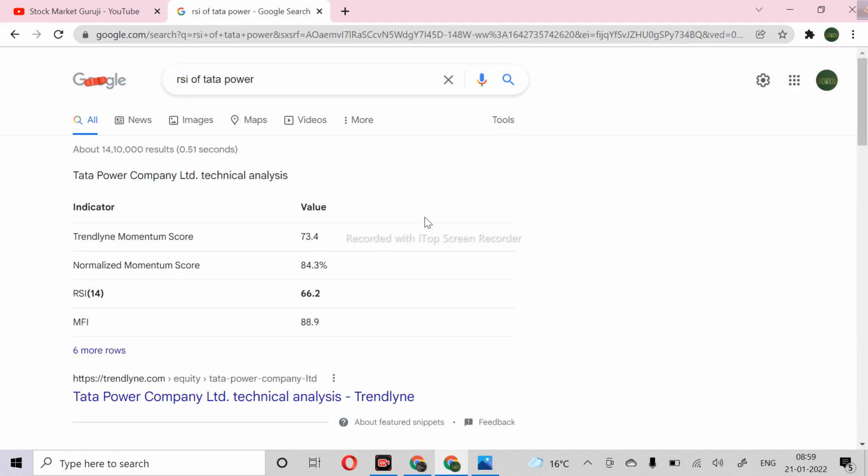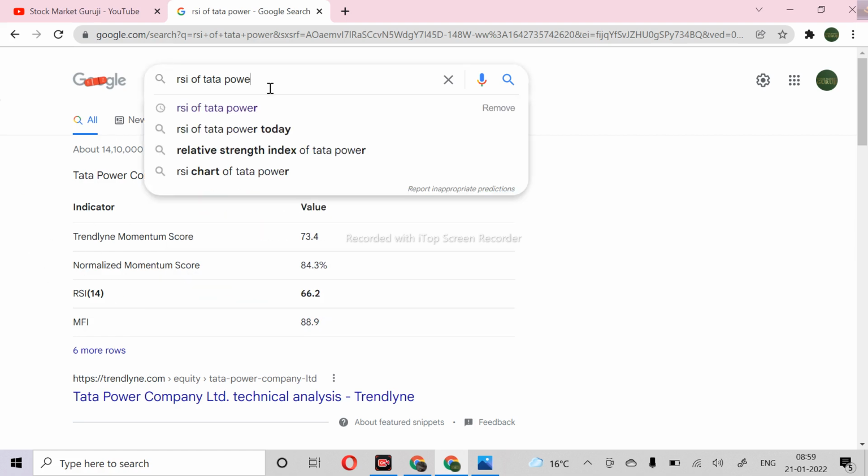So this is an example. See, Tata Power presently has 73.4, and it is trading at something around 250 rupees. So it shows that it is in an overbought zone, and there might be a tendency that this stock will be sold in the coming days. So this is how we check the RSI.